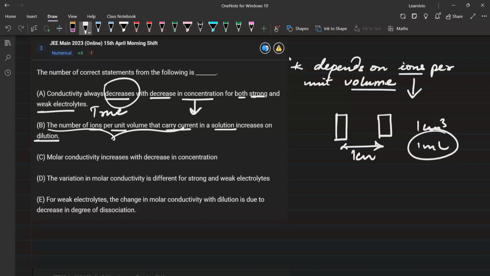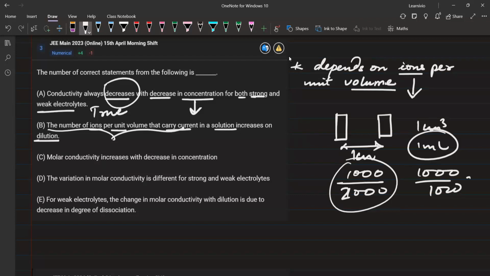Okay? Increases on dilution, the number of ions per unit volume. No, it does not increase on dilution, it decreases. Let us suppose the total number of ions is 1000 and the total volume is 1000. So this is the number of ions per unit volume. If I increase the volume to 2000 ml, the per unit part is going to decrease, because 1000/1000 is equal to 1, and 1000/2000 is equal to 1/2, that is 0.5. This statement is false.